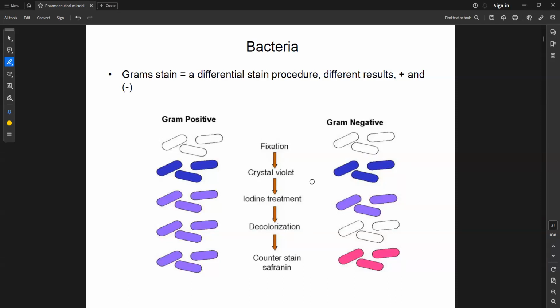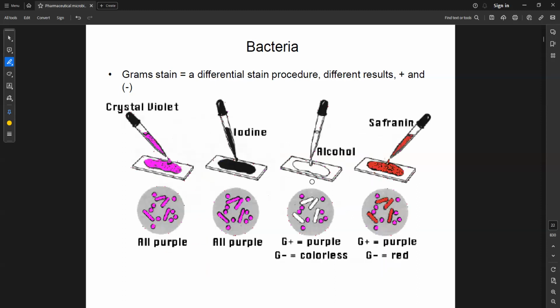So for gram-positive, the purple color is retained throughout all the treatments. But in gram-negative bacteria, you find that the bacteria changes color from purple to, with safranin, kind of reddish pinkish. So the bacteria will change color to a red hue or a pink hue. Okay, so this is basically how it looks like, how the process flows.